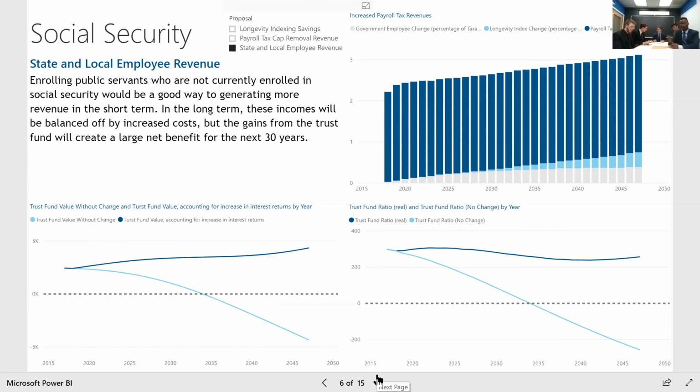To close the remaining 25%, taxing state and local government employees would generate extra revenue in the short term, though it would eventually require payouts. Longevity indexing, or setting the retirement age based on life expectancy, would reduce payouts starting in 2030. The combination of the three would stabilize the fund and save the government over $4.3 trillion from 2035 to 2047.